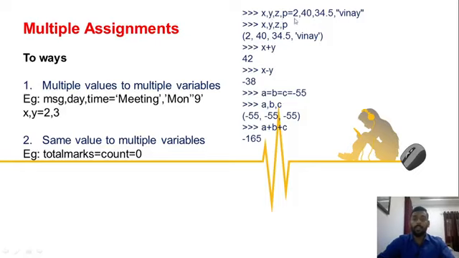Let's have some more examples. x comma y comma z comma p equal to 2 comma 4 comma 34.5 and Vinay. So 2 to x, 4 to y, 34.5 to z and Vinay to p. That's it. When you print, it will be printed in parentheses. Then x plus y prints 6, x minus y prints minus 2. Then a equal to b equal to c equal to minus 55. A, B, and C print minus 55, minus 55, minus 55. It's an example of same value to multiple variables. Then a plus b plus c is minus 165. Hope you get it. Multiple assignments.